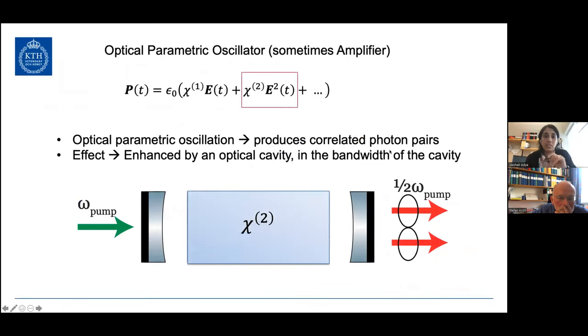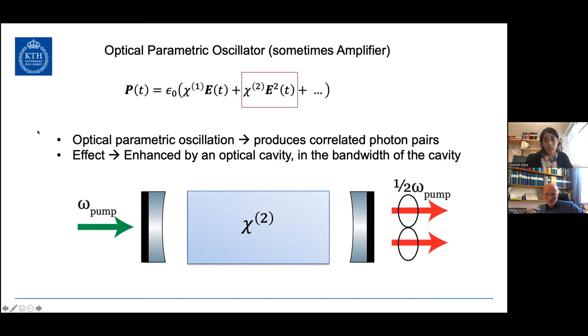So the heart of a squeezed light source is a nonlinear crystal. When this nonlinear crystal is pumped by a certain wavelength, if it makes it easier, we'll call this green light that you see here, the 532 nanometer laser beam, because that's what is used in LIGO. Upon interaction with the nonlinear crystal, by virtue of optical parametric oscillation, it is converted to two lower energy entangled photons, in this case at 1064 nanometers. This whole effect is enhanced by putting this nonlinear crystal in an optical cavity. And now this whole contraption is the squeezer.